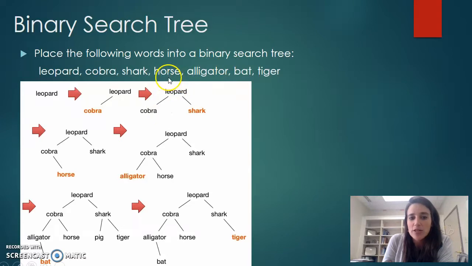Now let's think about horse. So I always have to start at the root node. Horse comes before leopard, but after cobra, alphabetically. So I'll have to place it to the left of leopard, but to the right of cobra in the tree. Alligator alphabetically comes before leopard and before cobra. So I'll place alligator to the left of leopard and the left of cobra.